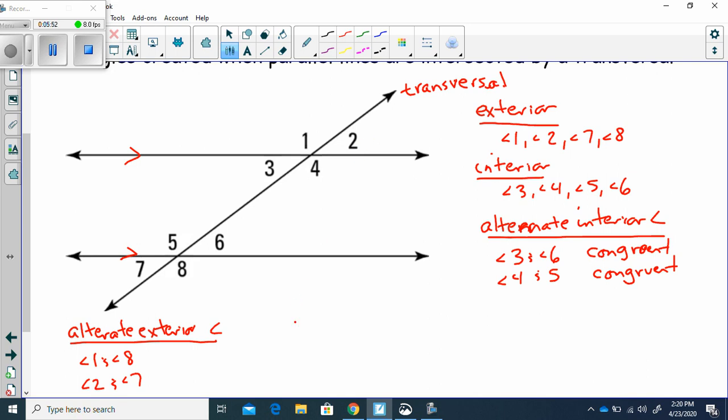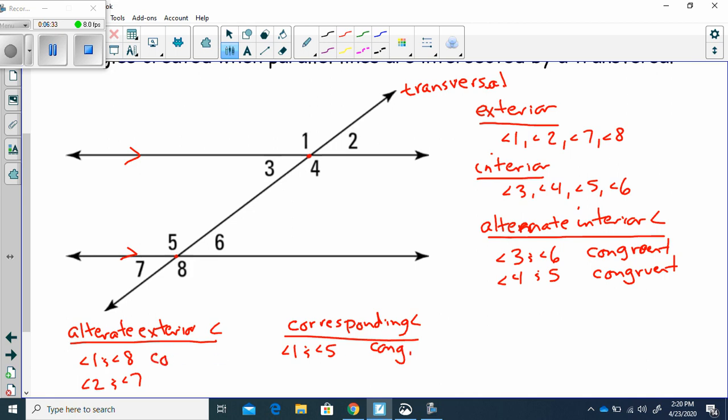Now, the other one that we really need to know about right now are called corresponding angles. Corresponding angles are in the same relative location. If I think of this as one red light and this is another, if I could drag this down on top of this one, angle 1 and angle 5 would be in the same relative location. If I could translate this whole intersection down here, so this point is here, angle 1 and angle 5 would be mapped on top of each other. So they would be congruent.